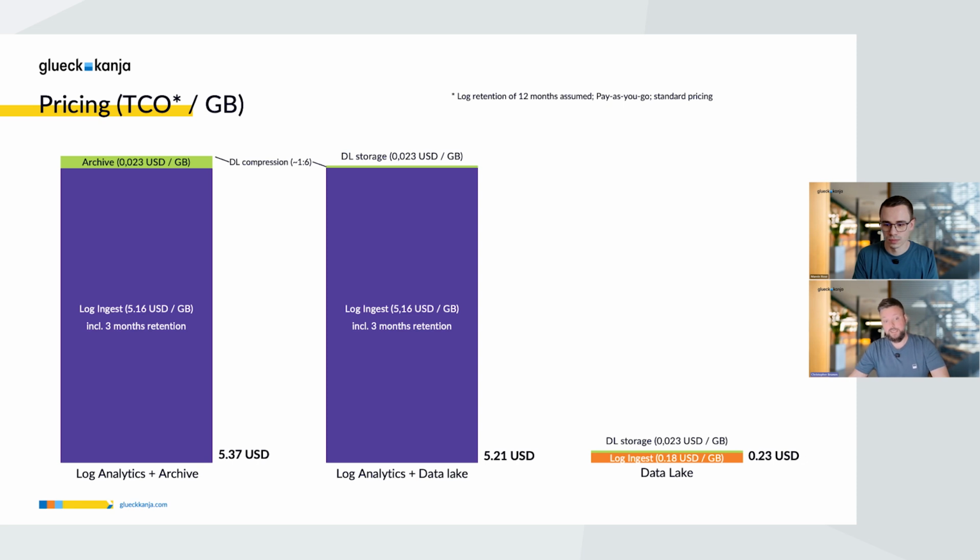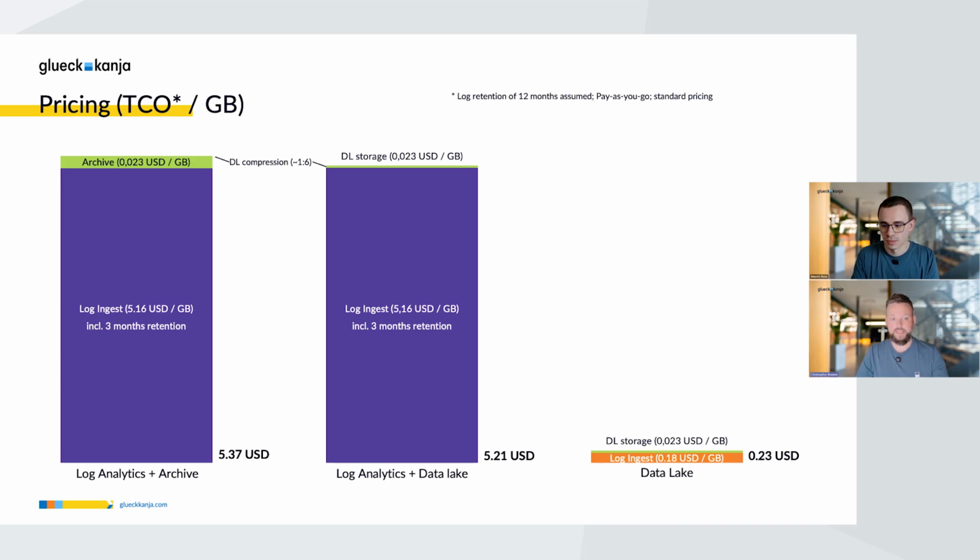And the next thing is, if you just enable the data lake and switch from archive to the data lake storage, you will reduce the price for the 9 months because of the compression that Marvin just told us about.